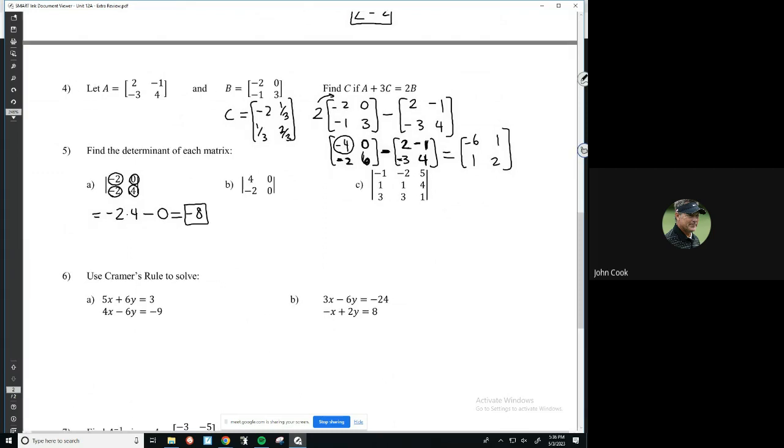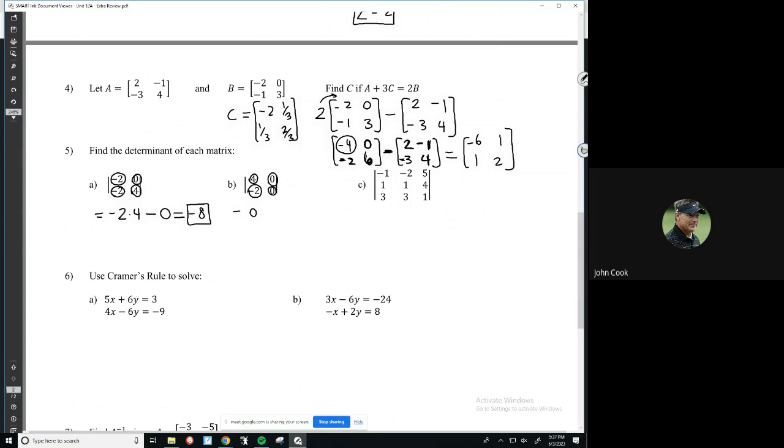All right, and then the other one, let's see, 4 times 0 is 0. And then negative 2 times 0 is also 0. So I just get 0.